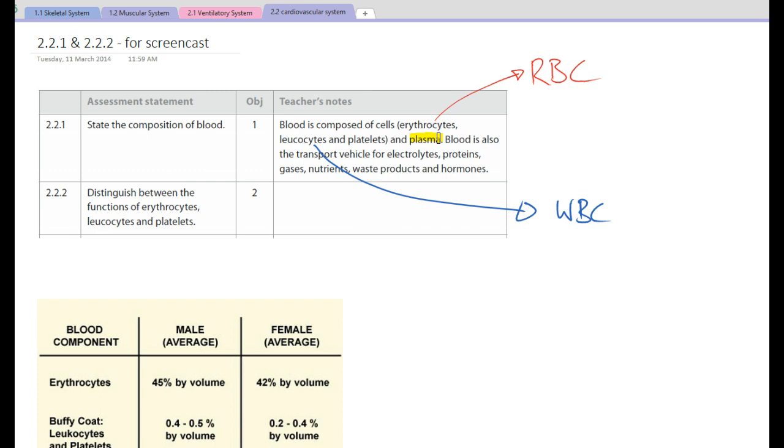So we also need to have a look that blood is also the transport vehicle for electrolytes, proteins, gases, nutrients, waste products and hormones, and we'll have a look at a couple of those a little later on. Within that, we also distinguish the features, functions between our erythrocytes, so red blood cells, our leukocytes, being the white blood cells, and our platelets.